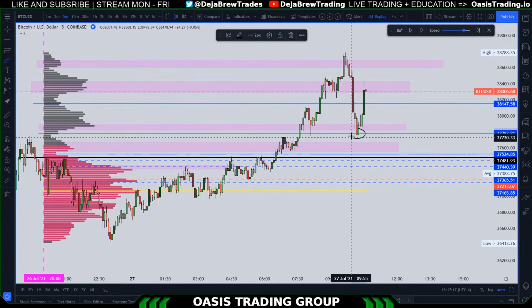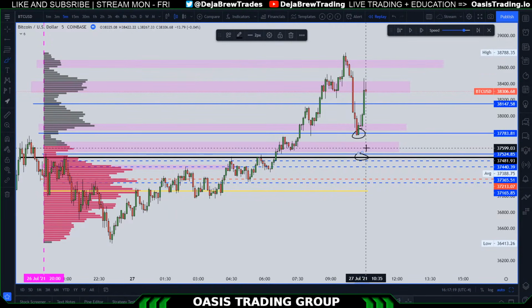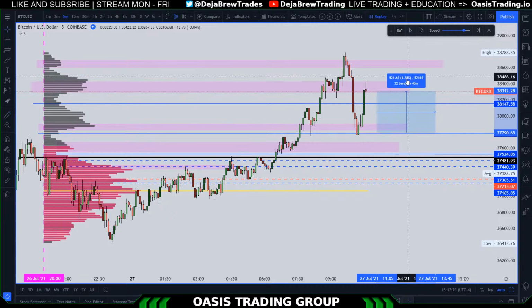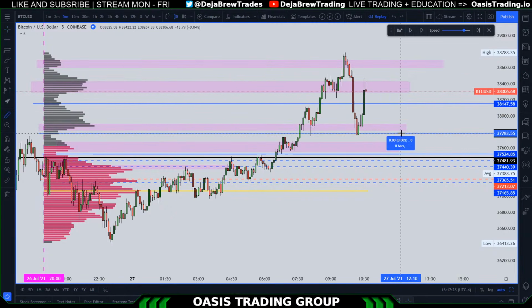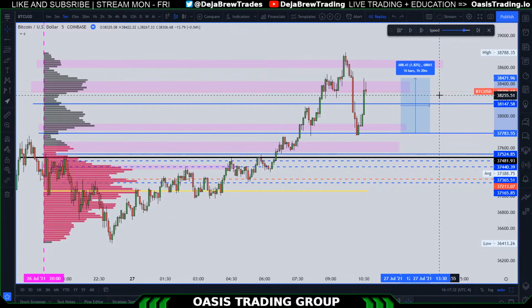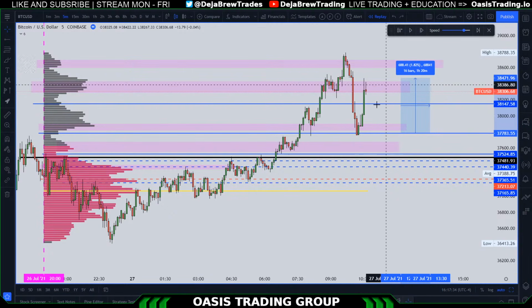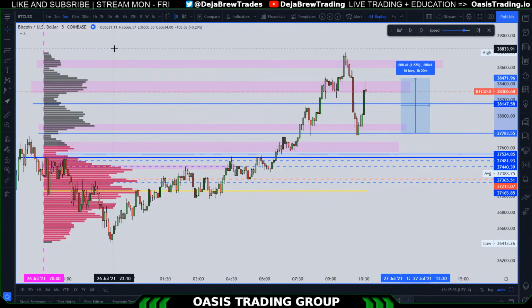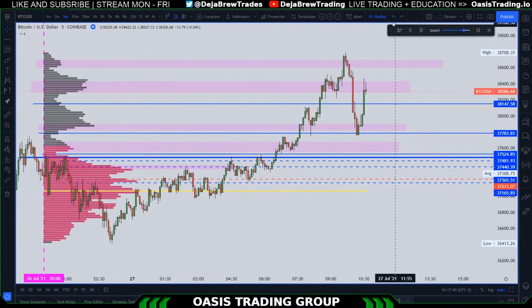Now, this wasn't the strongest entry, this would have been way better. But if you were looking for a nice little scalp, that's a pretty big move. That's a 1.4% move there. That's huge. If you guys are scalping, that is massive, 1.8%. So that trade is basically done. You're in and out right away.